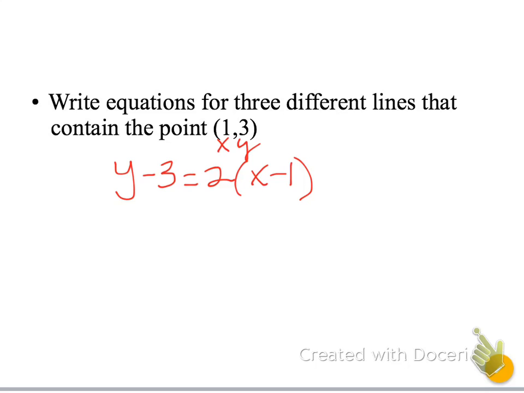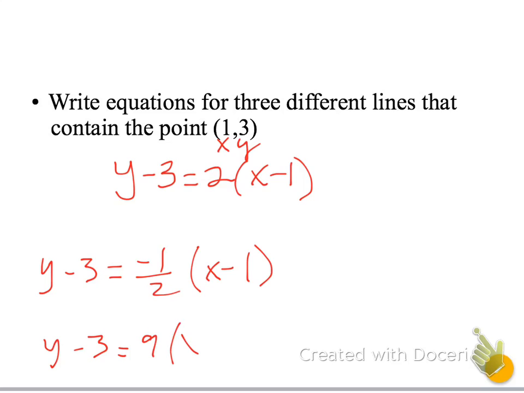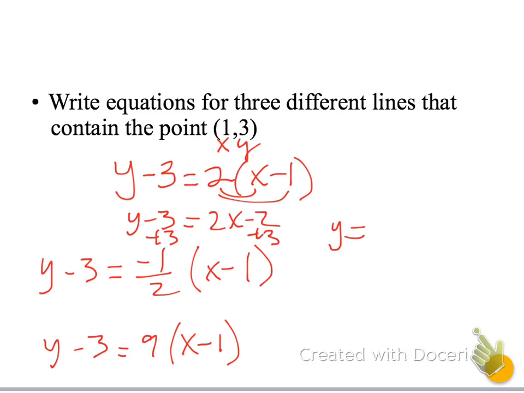And then I can do y minus 3 equals negative 1/2. So that's perpendicular. And then I could do y minus 3 equals 9 times x minus 1. Okay, they all contain that point, but they all have different slopes. Okay, if it asks for you to get it in slope-intercept form, we would distribute this to get 2x minus 2. We would add 3, so I'd get y equals 2x plus 1, and then you would have to do the rest of these as well by distributing and adding 3.